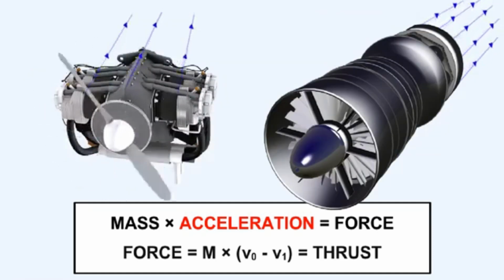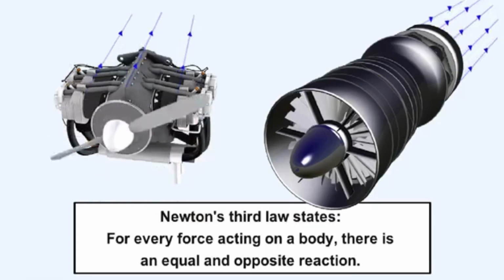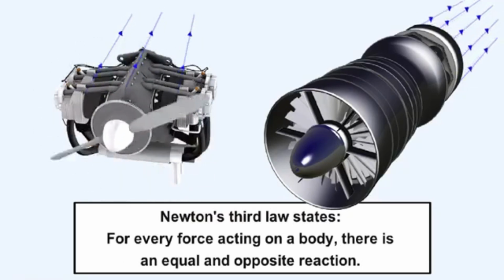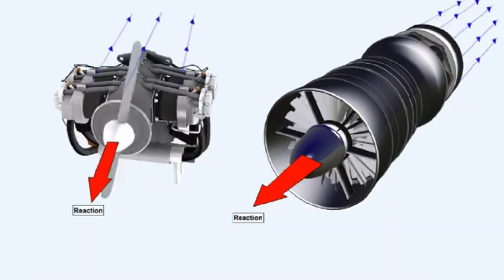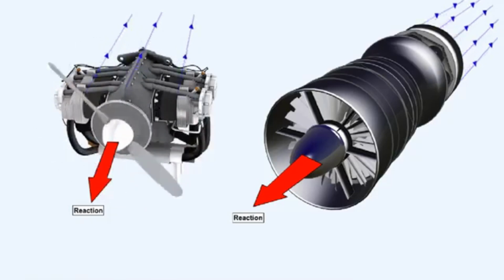With the piston engine propeller combination, the propeller drives a relatively large mass of air backwards fairly slowly, while the gas turbine throws a small mass of air backwards relatively quickly. Newton's third law states, for every force acting on a body, there is an equal and opposite reaction. In the two cases quoted earlier, the piston engine propeller combination and the gas turbine engine, the force created by the mass of air being thrown backwards and its velocity generates a reaction in the opposite direction, driving the aircraft forwards.